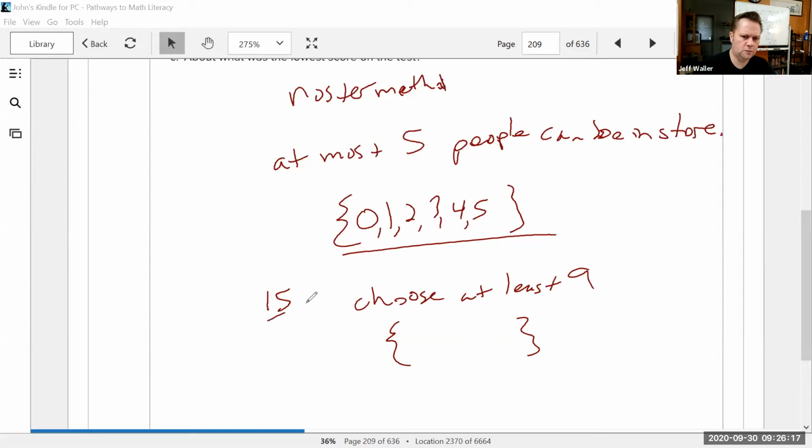So I've got 15 people standing out there. I need to choose at least 9. How many people could I choose? 0 through... the first 9. 10, 11, 12, 13, 14, 15. Yeah, so what does "at least" mean? Is 8 at least 9? No. Oh, okay. You're thinking 8 is less than 9. Sure, that's true. But what is "at least"?